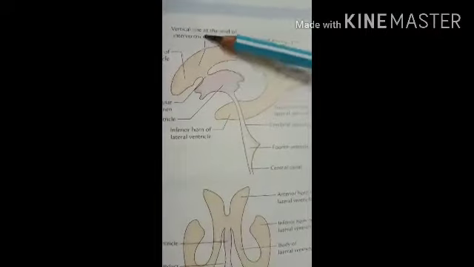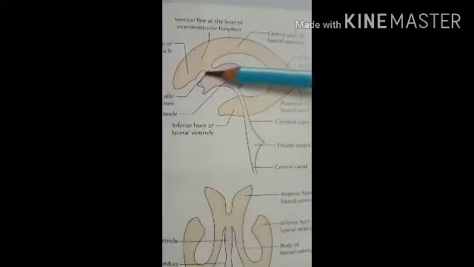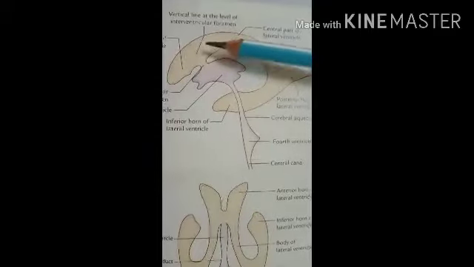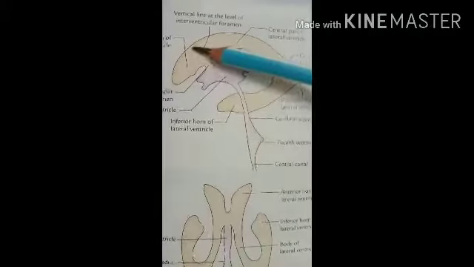Then the anterior horn, this one. The anterior horn is the extension of the central part into the frontal lobe. So this one.